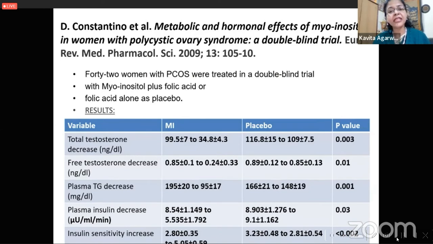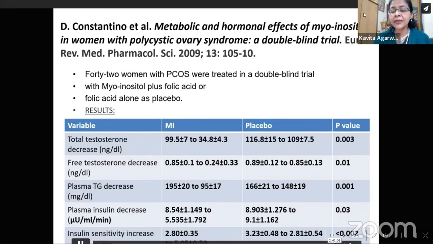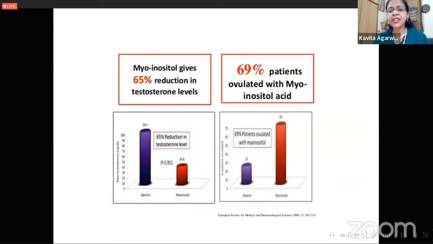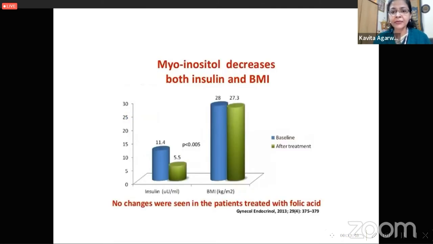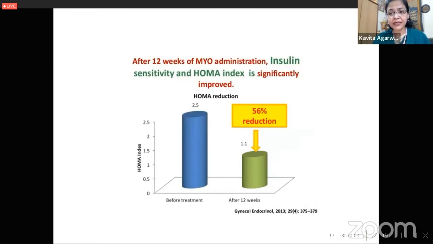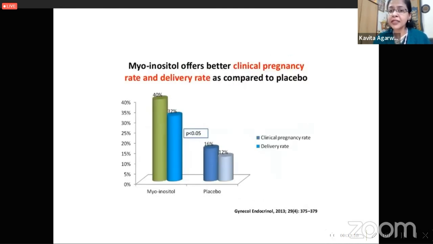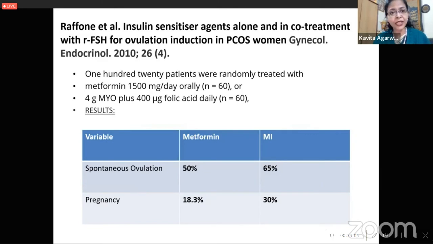This is another study which again showed the same thing when they compared MI with placebo. Again, the MI gave good results. There was reduction in testosterone levels. Again, this is a study in 2013 where folic acid was used as placebo. Again, a randomized controlled trial was done and it was seen that it gives good results. Insulin sensitivity and HOMA index were significantly improved. Also, clinical pregnancy rate and delivery rates were compared to placebo and were found to be improved.